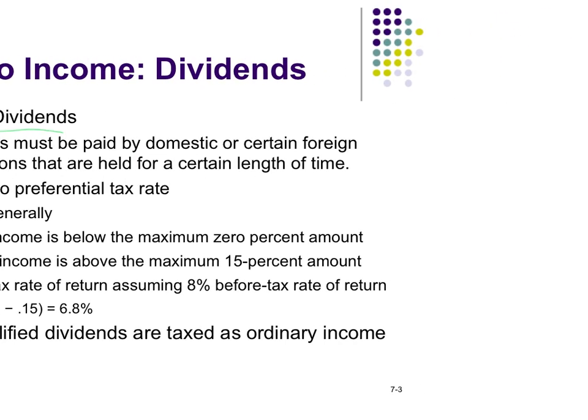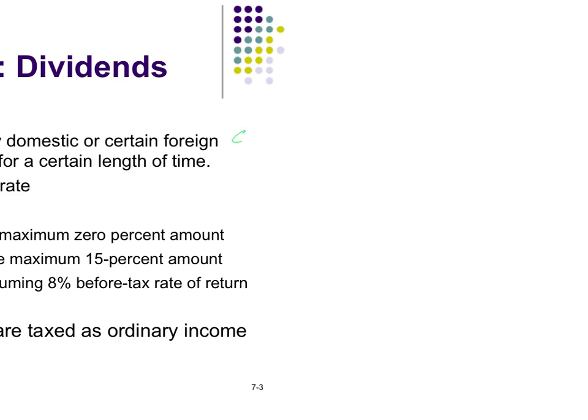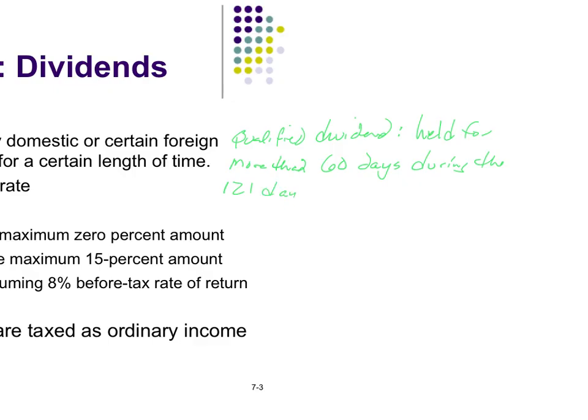So I'm going to slide over. Okay, so in order for the dividend to be qualified, okay, the stock has to be held for more than 60 days during the 121-day period that begins 60 days before the ex-dividend date. Okay.